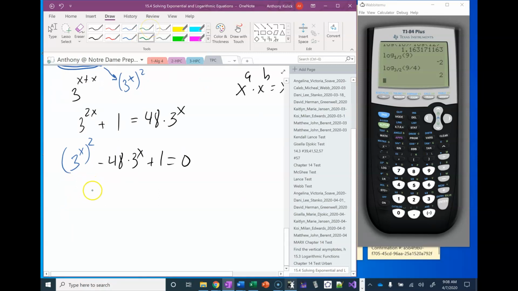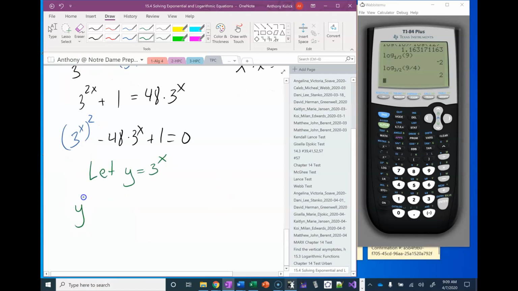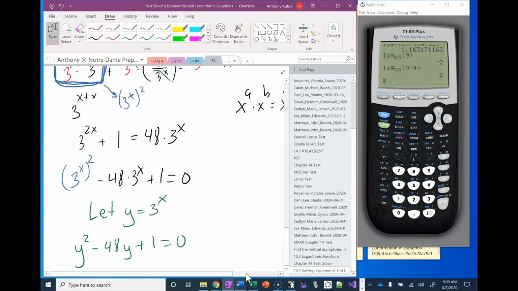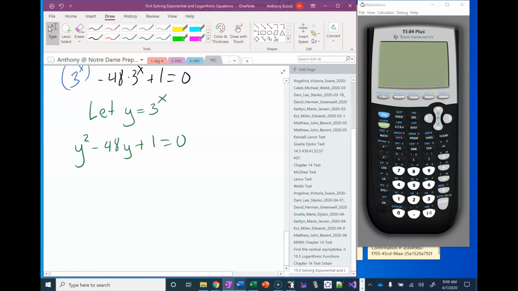And you might say, I still don't see it. Well, let's do this. Let's make a substitution to make it a little bit easier for you to see. Let's replace the 3 to the x's with y's. Okay. Well, this definitely looks quadratic to me.